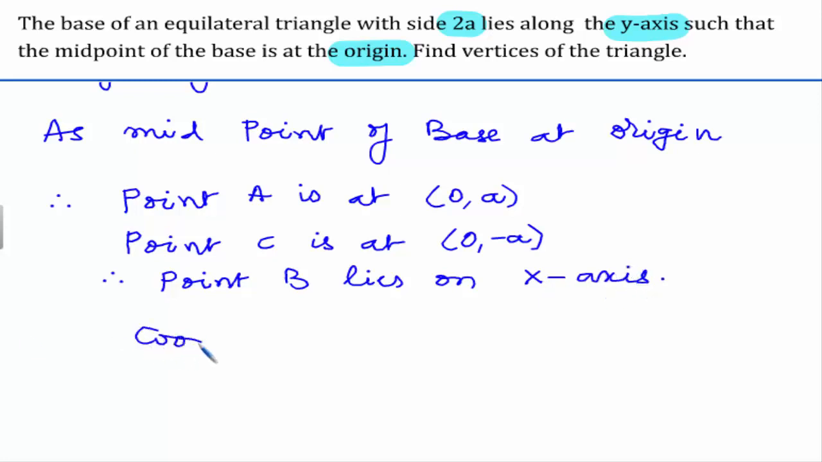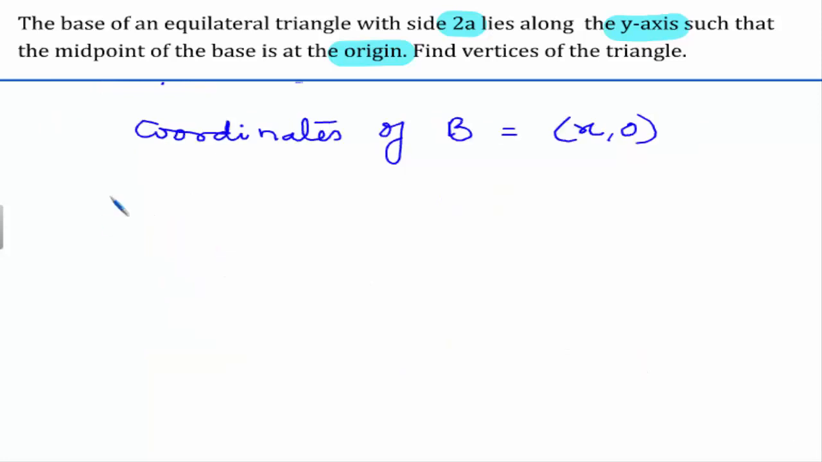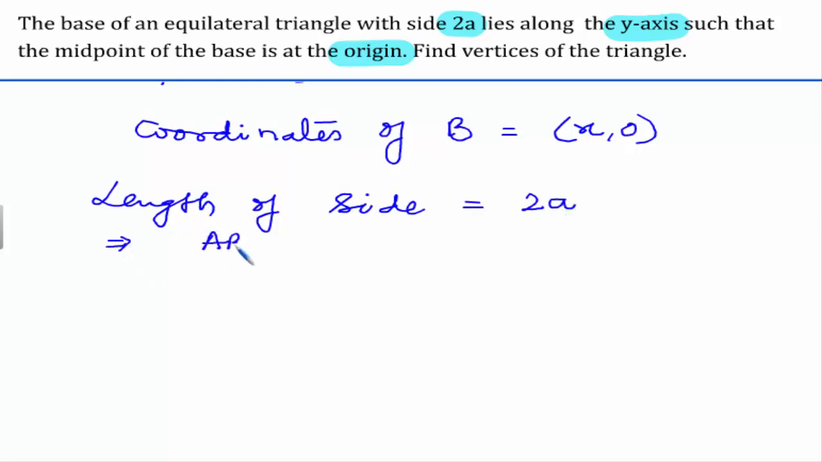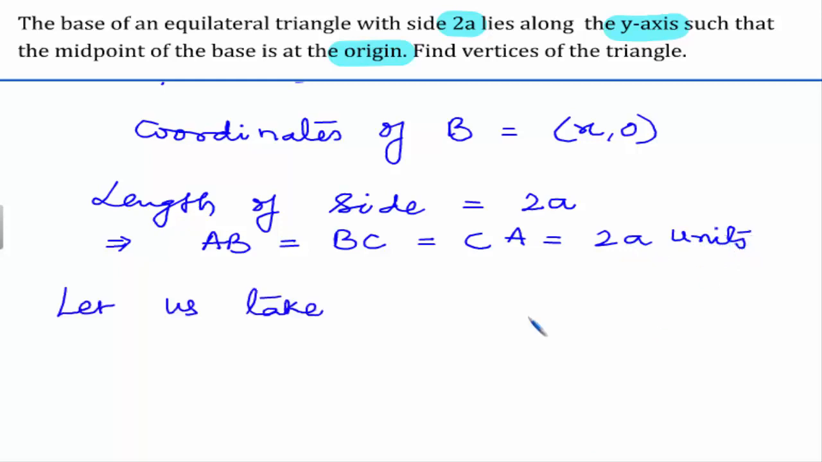So the coordinates of B is x, 0. Now the length of the side of the equilateral triangle is 2A units. That means the lengths of AB, BC and CA should be 2A units. Now let us consider AB is equal to 2A.